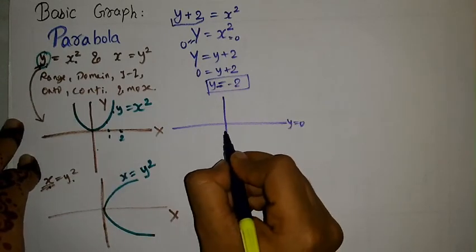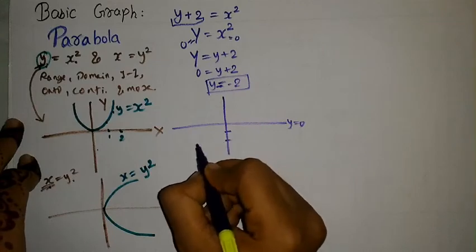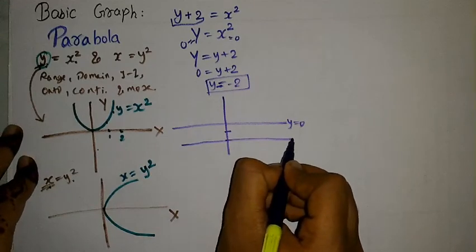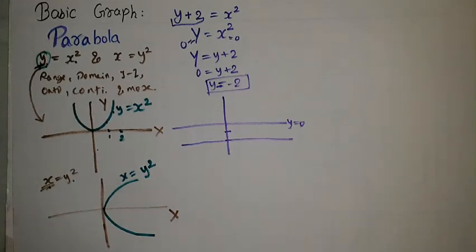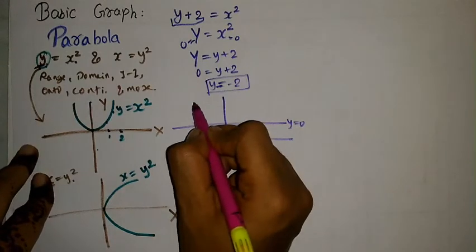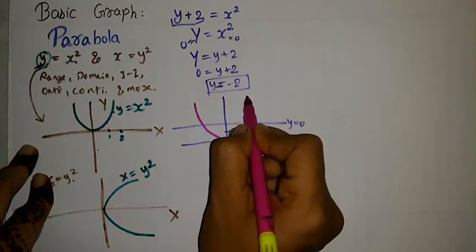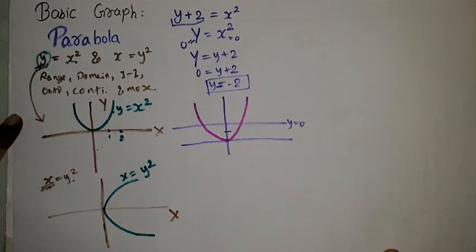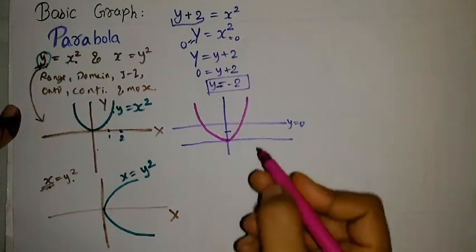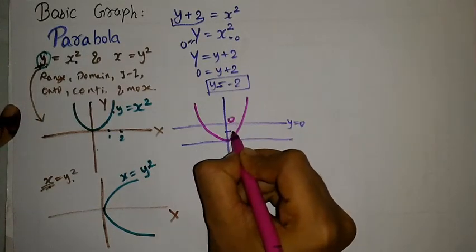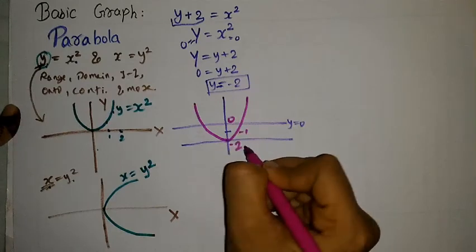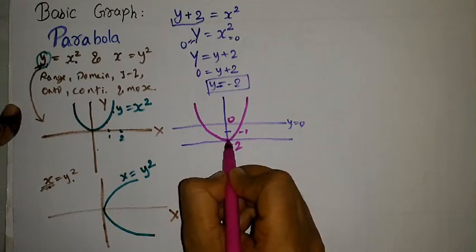This is y is equal to minus 1. This is y is equal to minus 2. So this graph will be like this. This way we have to draw the graph. This is y = 0, -1, -2. So the graph will lie at -2.